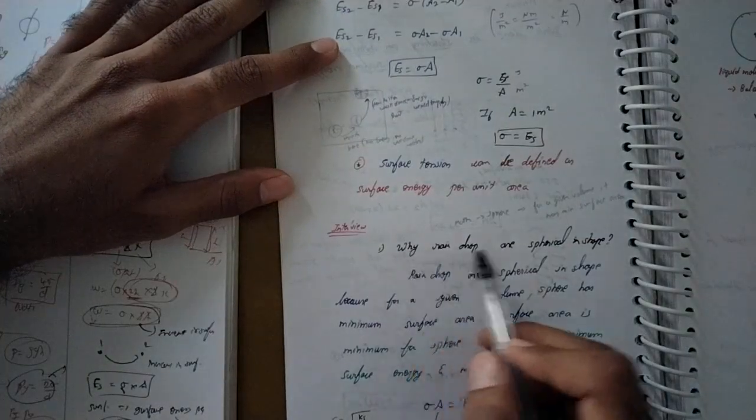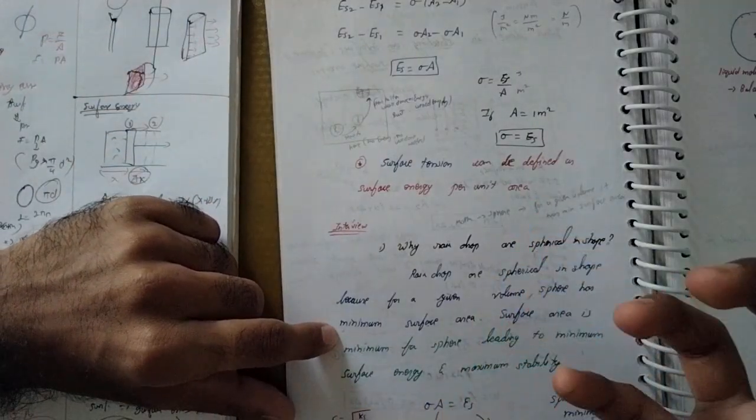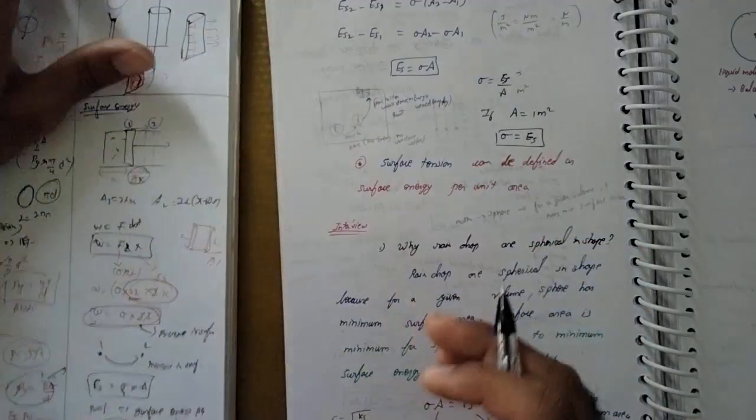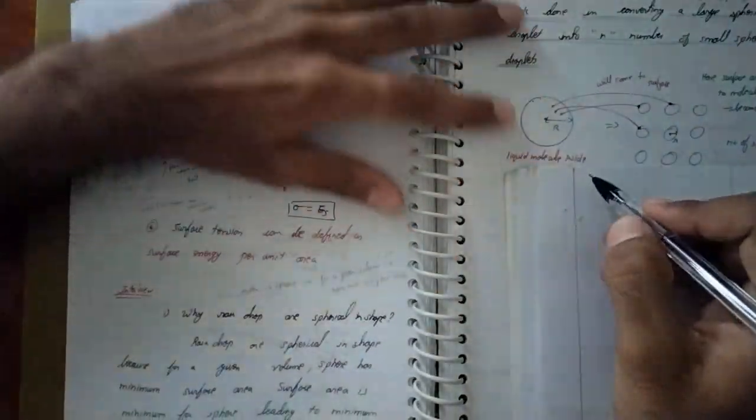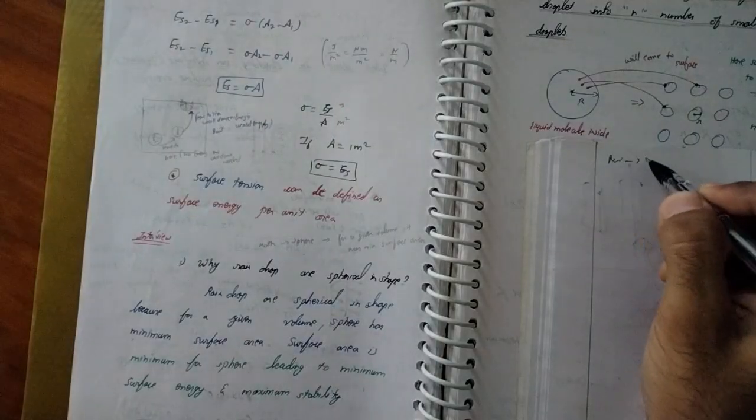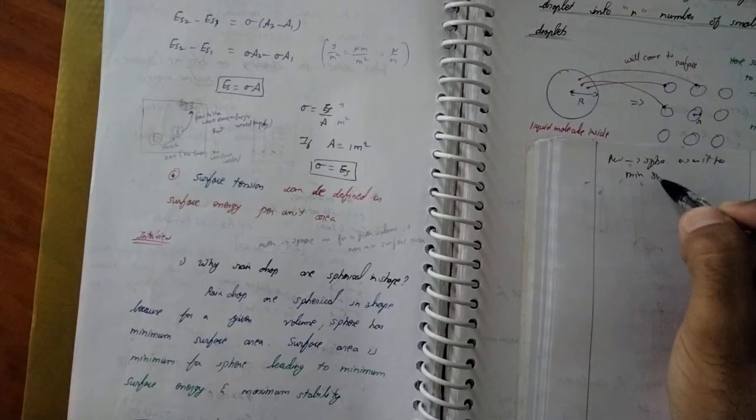So the main thing is, the raindrop is spherical because it has a minimum surface area. As it has minimum surface area, it has maximum stability. Guys, this is so simple. The rain droplet is spherical as it has minimum surface area.